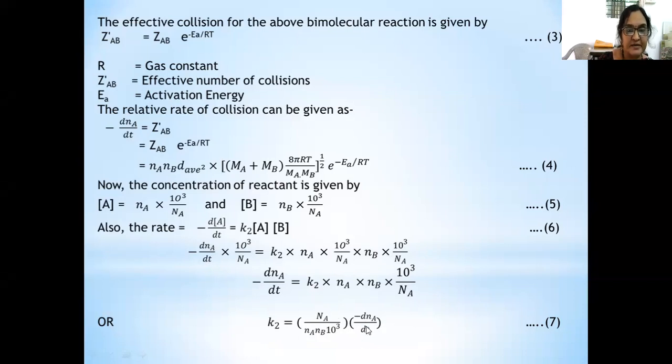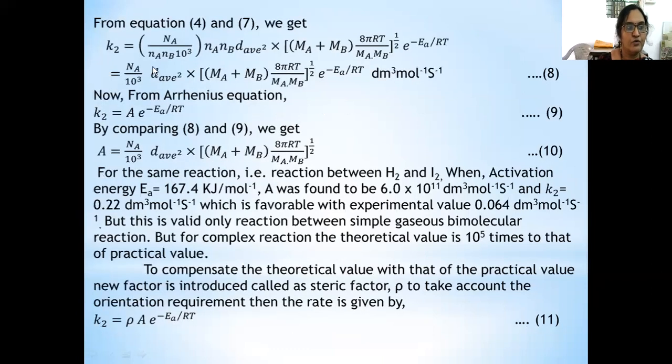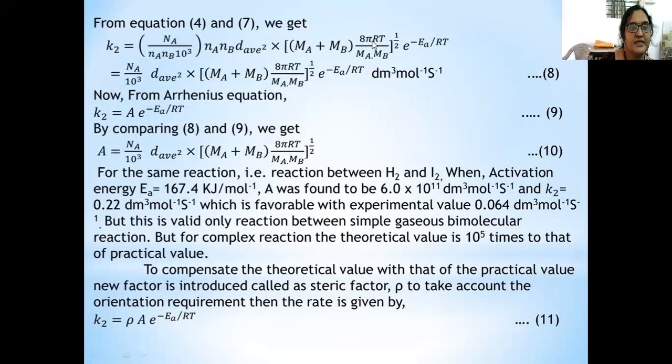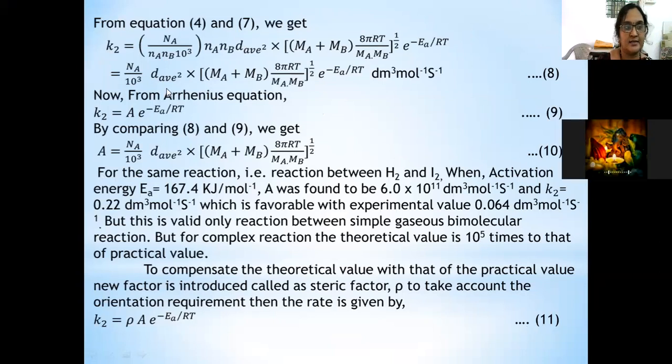But minus dNA by dt is equal to this from equation number 4. So from 7 and 4, what we get? We get K2 is equal to, this is equation 7, and we substitute the value of minus dNA by dt from equation 4. So we will get K2 is equal to this much. As it is a second order reaction, the two reactants are there, so the unit of K2 is decimeter cube mole inverse second inverse.